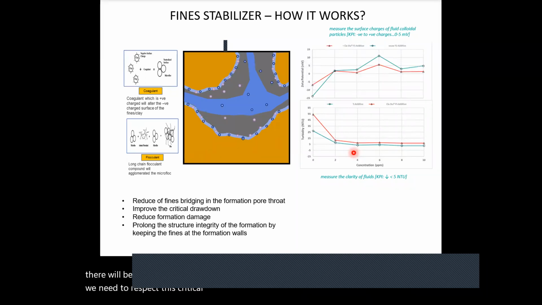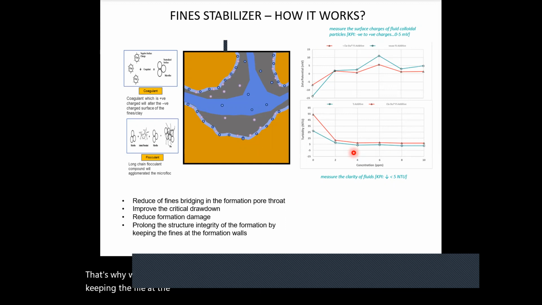Another advantage is that we can reduce formation damage, since we are coupling the coagulant and flocculant properties. There will be no lifting or migrating of the fines. That's why we can prolong the structural integrity of the formation by keeping the fines at the formation wall.